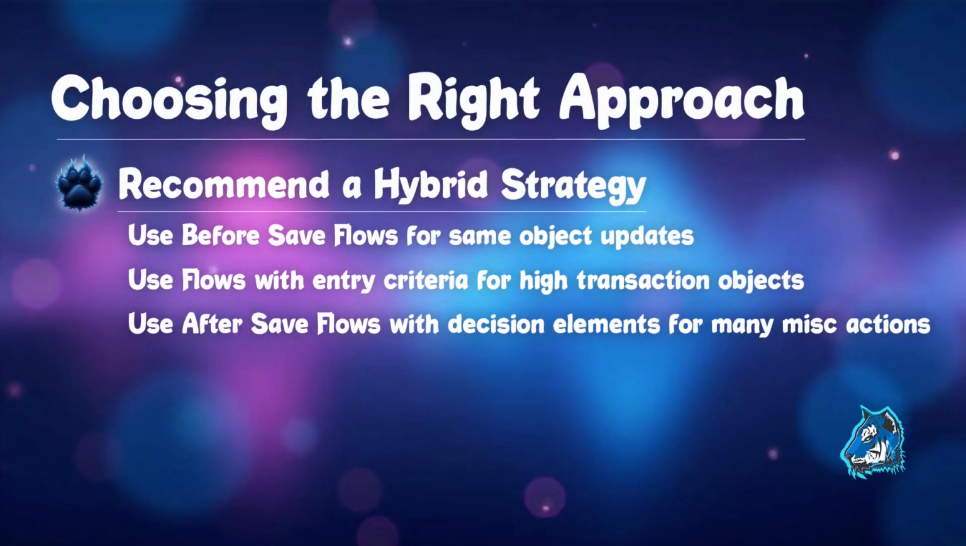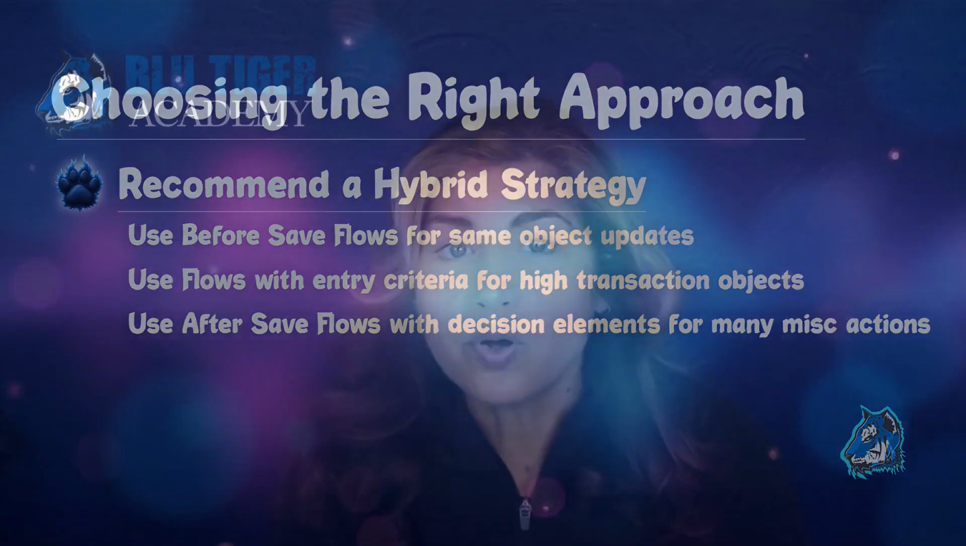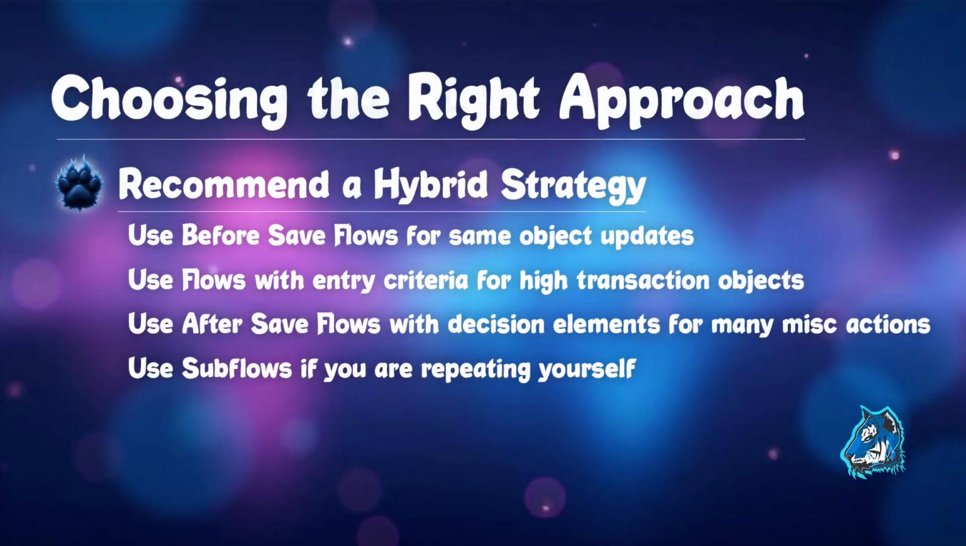On the other hand, if we're working with an object that has many smaller automations or needs related record data to control the actions, we'll go with a flow without entry criteria and rely on decision elements to control the logic and the updates. We also make sure to use subflows whenever we see the same actions being repeated across multiple flows. This keeps updates and debugging centralized in one place, making everything more efficient and much easier to manage.